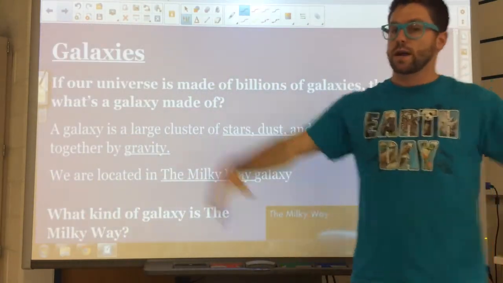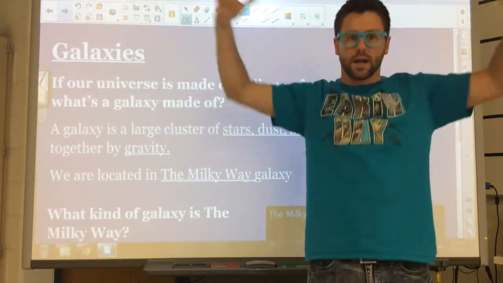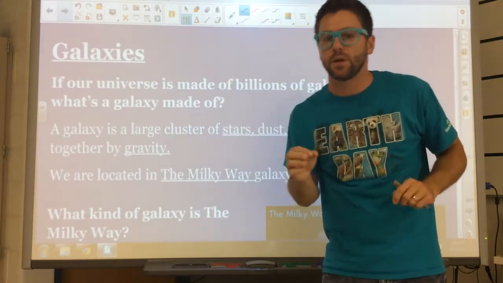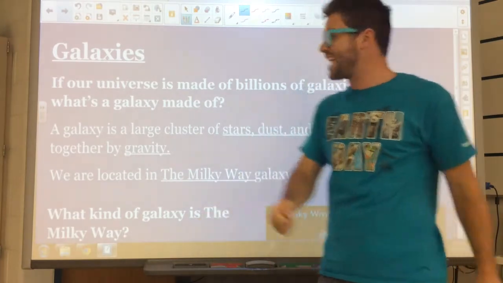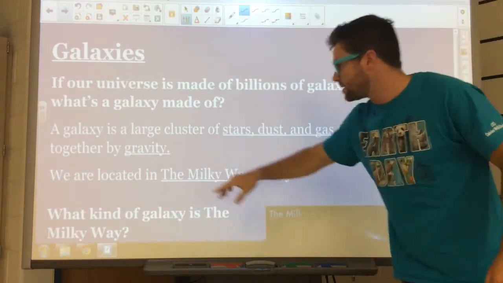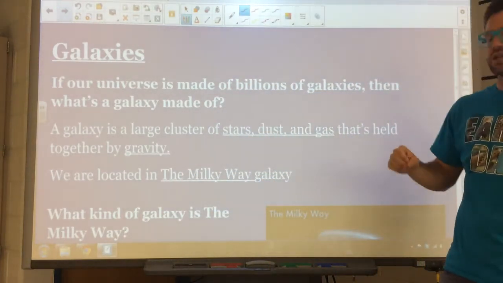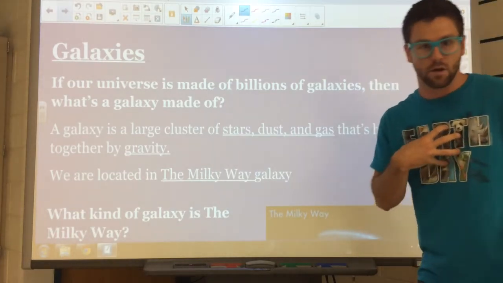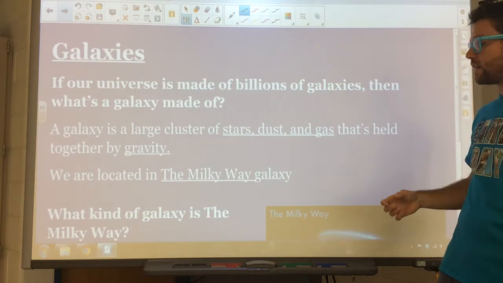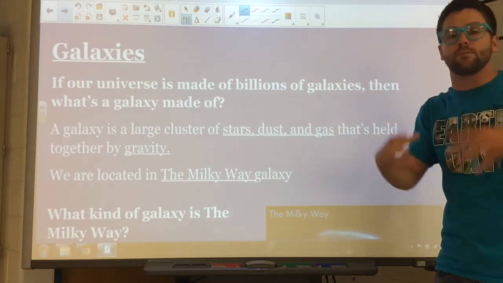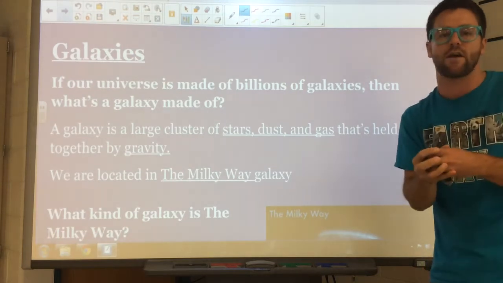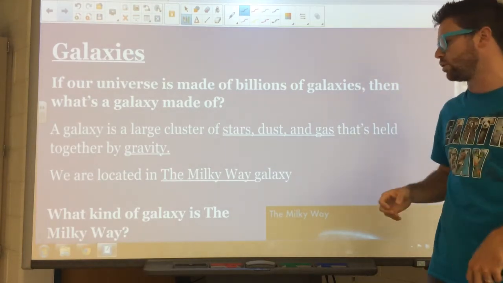Now, so we started huge, we're getting smaller. We started with the universe, now the universe was made of hundreds of billions of galaxies. What in the world is a galaxy? A galaxy is a large cluster of stars, dust, and gas that's held together by gravity. We live in the Milky Way galaxy. Milky Way galaxy is held together by the black hole in the center of it, which has a massive gravitational force, gravitational pull to it.